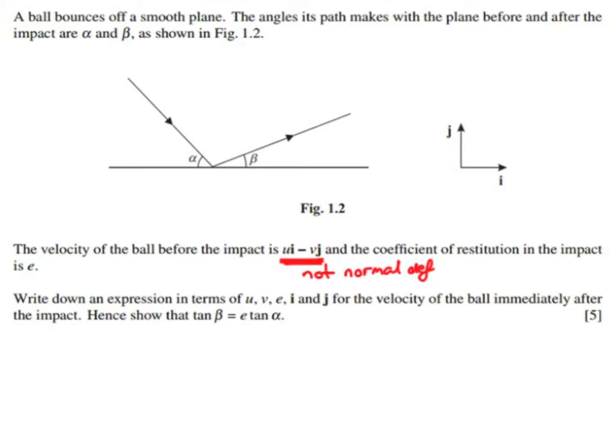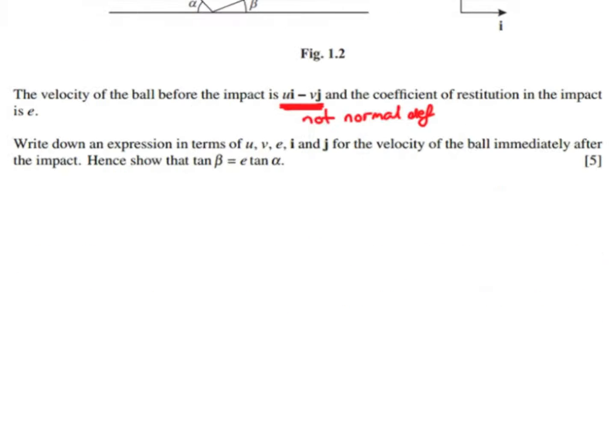U is the velocity in the x direction and v is the velocity in the j direction. What we're trying to do is find the velocity of the ball after the collision in terms of u and v, and e, which is the coefficient of restitution. So we start with the before diagram.